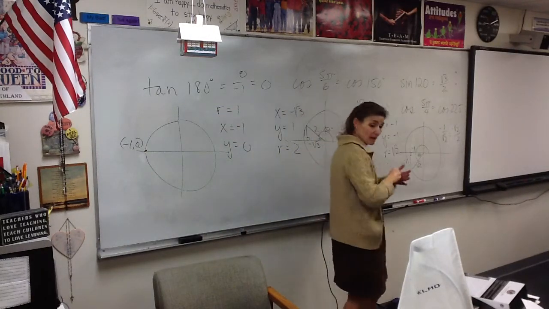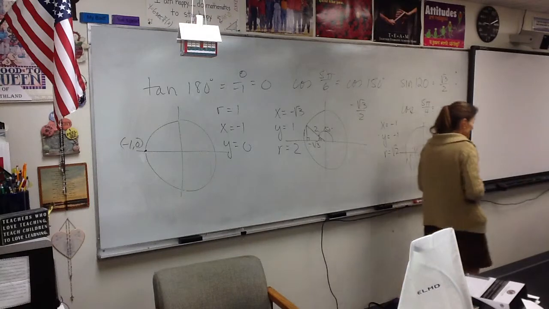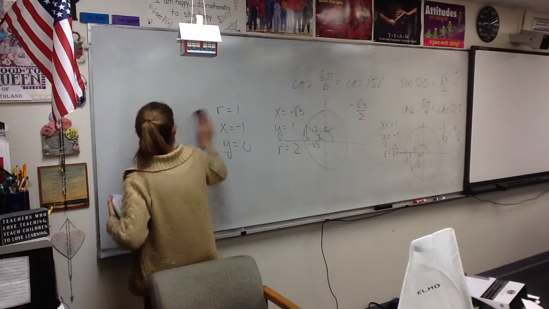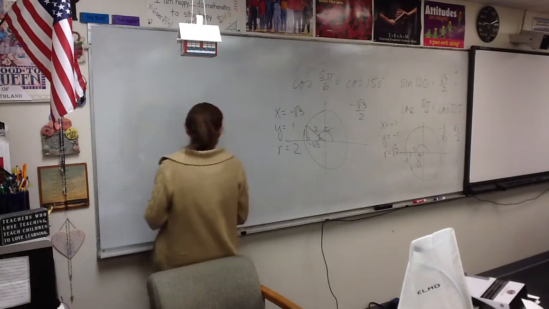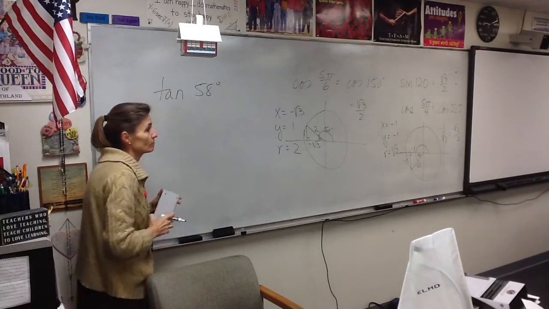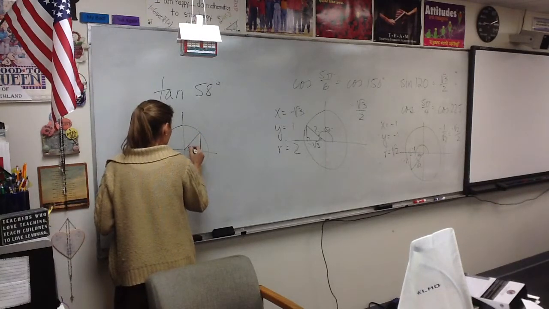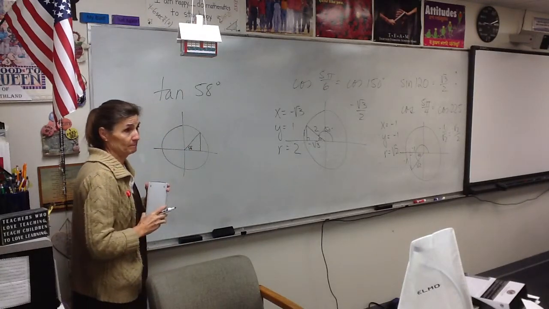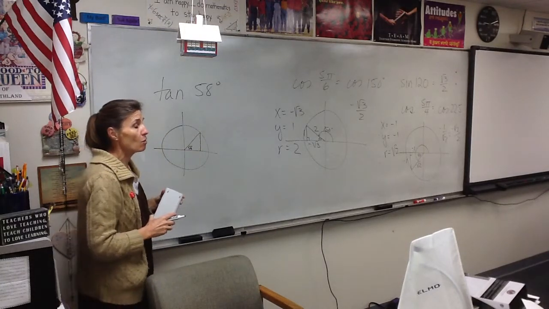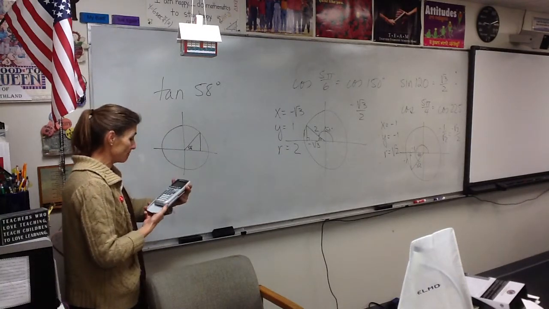Now the logical question that should come up is, well, Mrs. Ford, what do I do if it's not a 30, 60, 90 triangle? What if, for some reason, I am doing a problem and I need to know the tangent of 58 degrees? Now, I could draw 58 degrees. There's absolutely no problem drawing that. The problem is what? You have to calculate. Well, I don't know what these sides would be, right? Because the only sides I know are the 30, 60, 90, and 45, 45, 90. So we're going to use our calculators to do that.